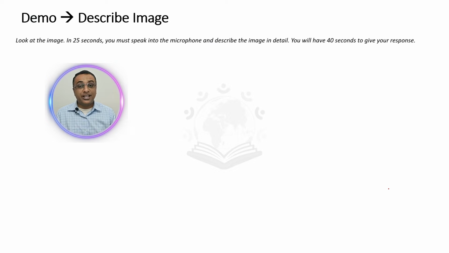First and foremost, let's look at the instructions given by PTE. It says that you would have to look into the image for 25 seconds and then you will have to speak into the microphone and describe the image in detail. You will have 40 seconds to give your response. This is what PTE says for your describe image question.